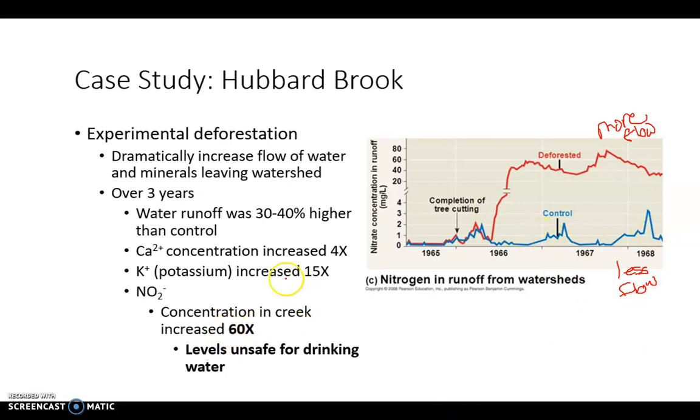When we cut all that vegetation down, not only did we increase the flow of water, but with that water came everything else, right? Not only was the water going, but everything that's in the water was going with it. And in fact, it was pulling out stuff that was in the soil already. So this is what we call erosion or runoff. And these are big deals, right?